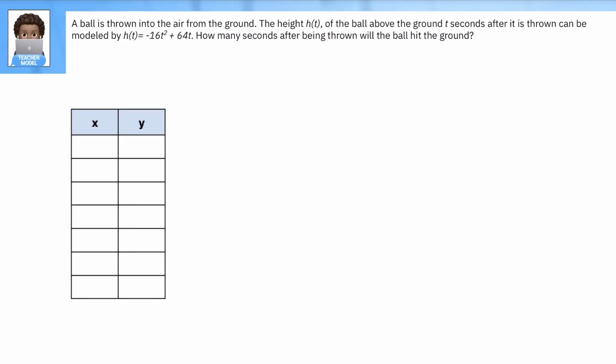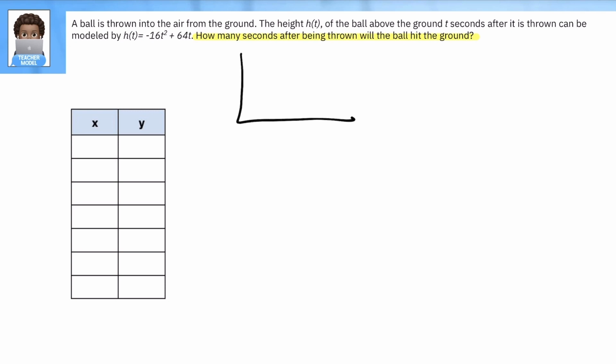So let's look at this one first. A ball is thrown from the ground, so that's great. That means we're starting at 0, 0. The height of the ball, the height above the ground at t seconds after it's thrown, can be modeled by the equation -16t squared plus 64t. After how many seconds from being thrown will it hit the ground again? So that's what we want to find.